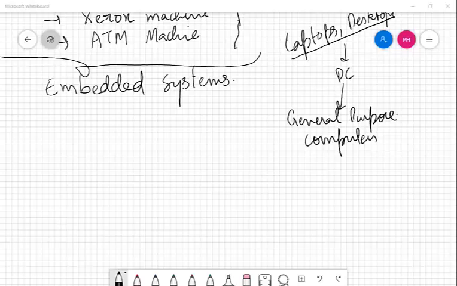So we have two new terms. We have embedded systems and we have general purpose computers, and both are actually computers, but an embedded system is a special type of computer. It is actually any device that includes a programmable computer. Any device, let me write that down.